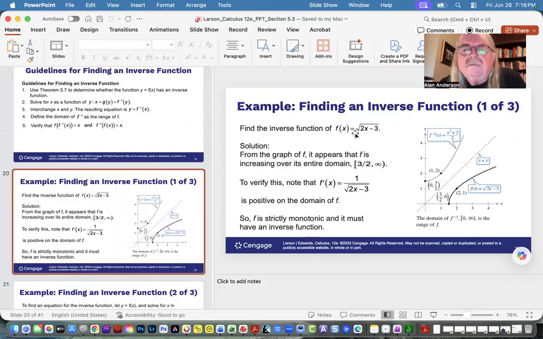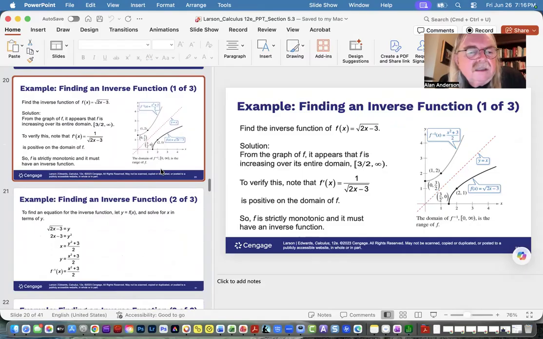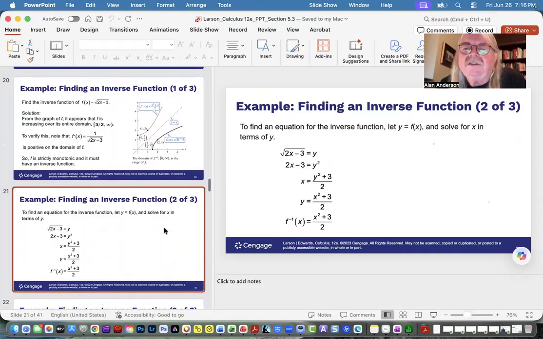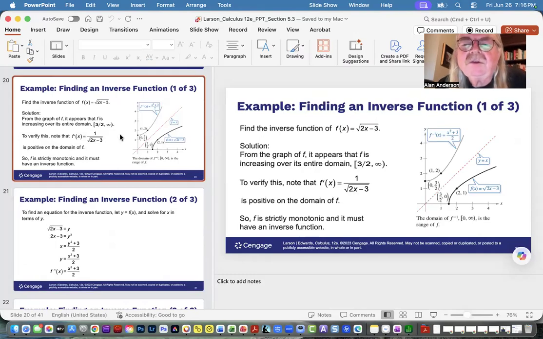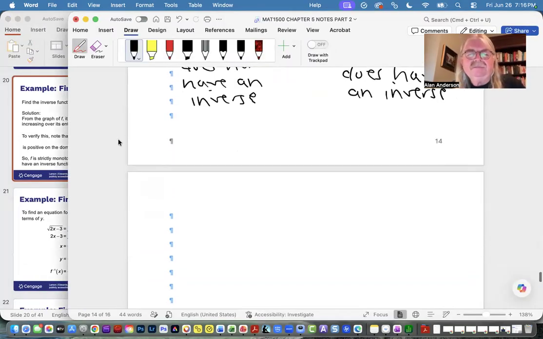Here's another one. f of x equals radical 2x minus 3. And you can see that they are mirror images of each other, and both of them pass the horizontal line test. Oh, and here's where they finally get around to showing you how to do it. So let's try this one just for the fun of it. y equals radical 2x minus 3.